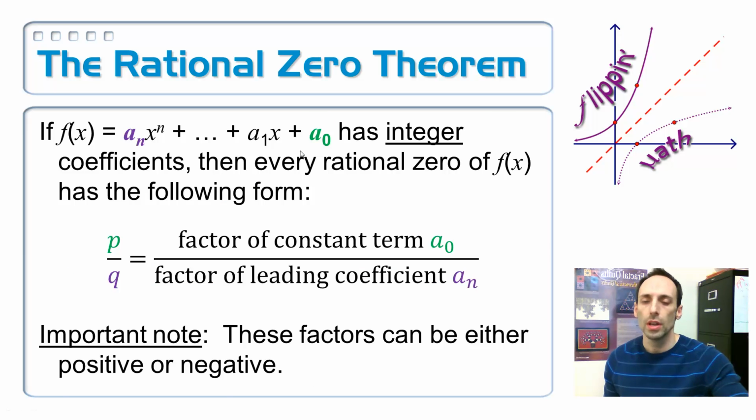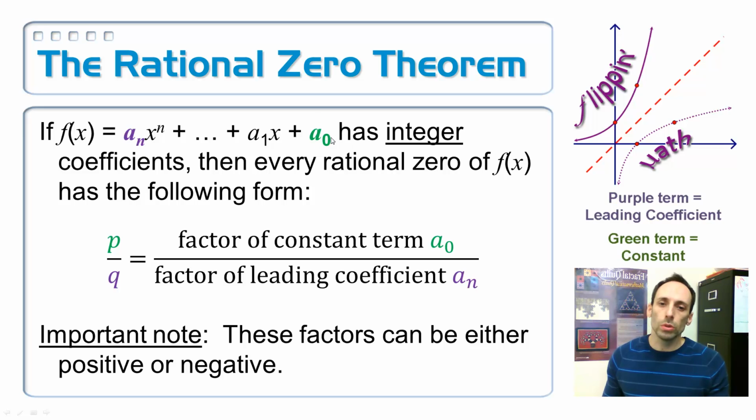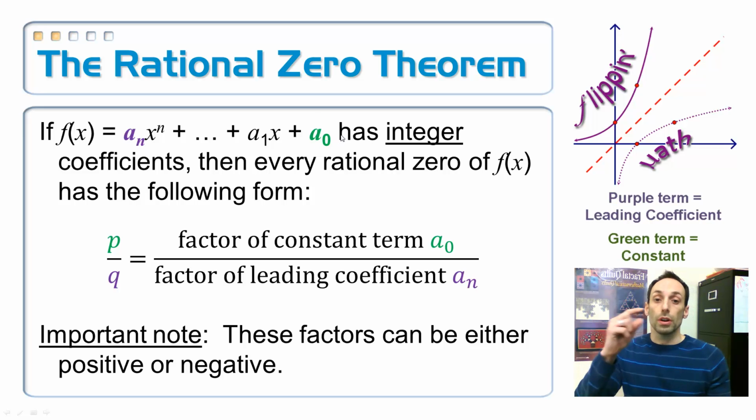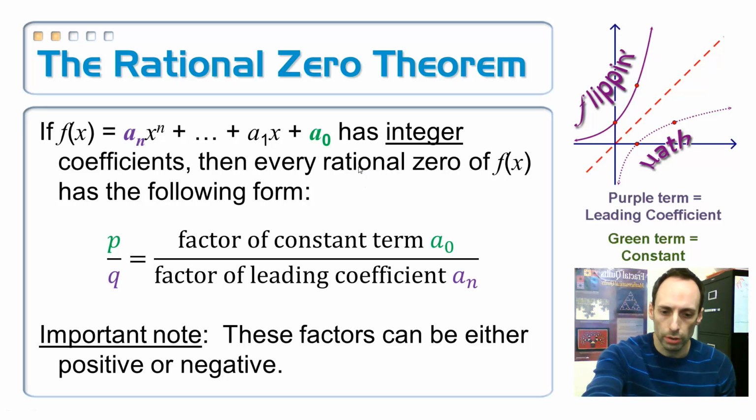So here is the Rational Zero Theorem. You have yourself a polynomial. What you have to get from this generic polynomial is that the purple term up here is the leading coefficient. The green one is the constant term.